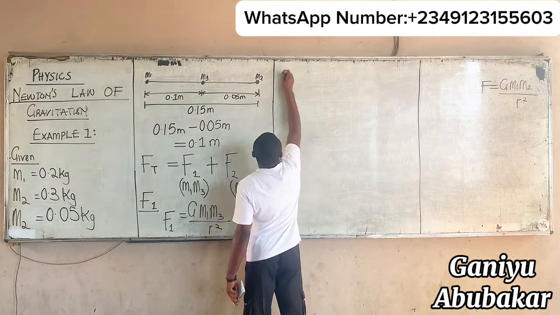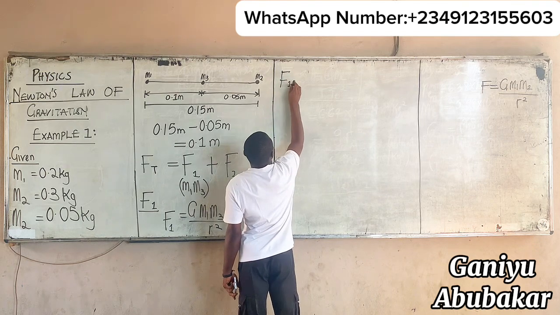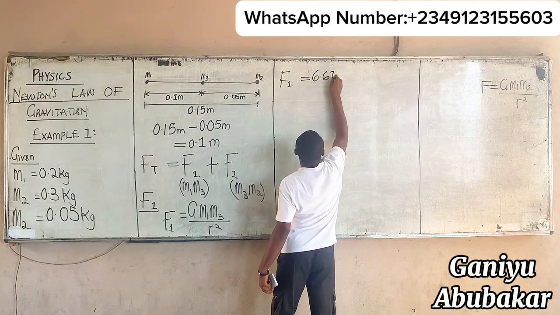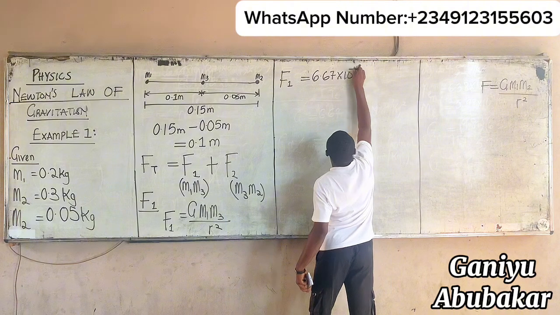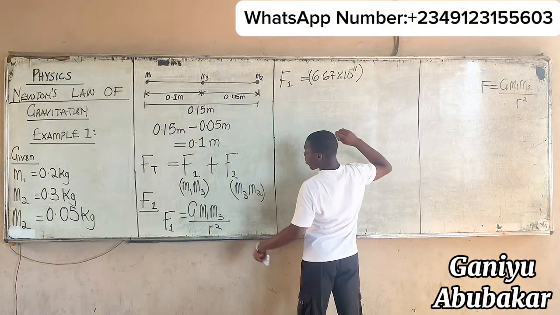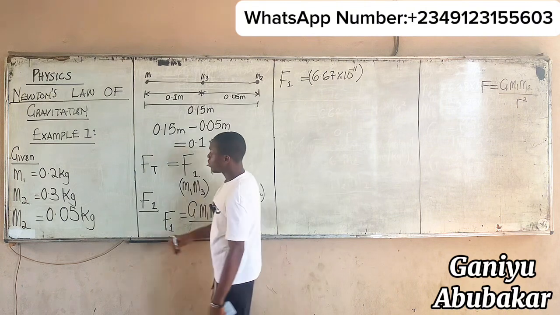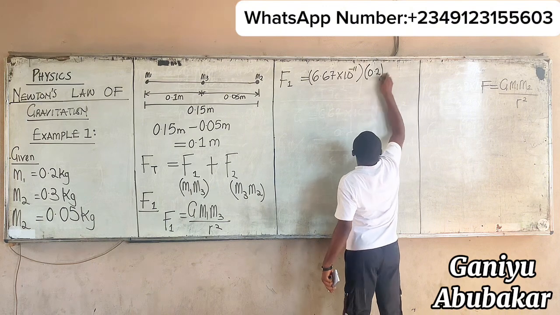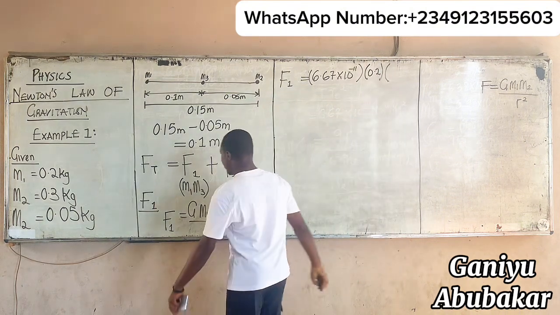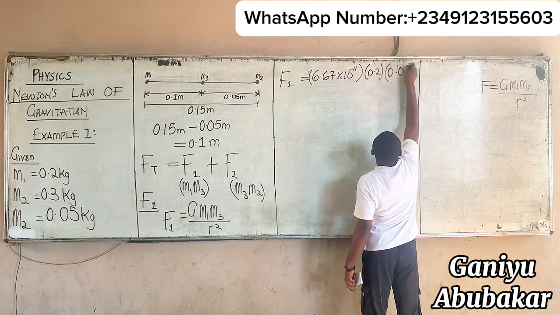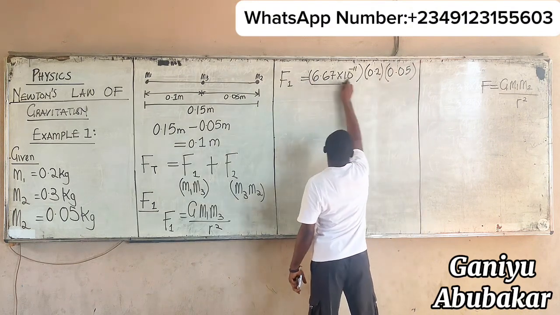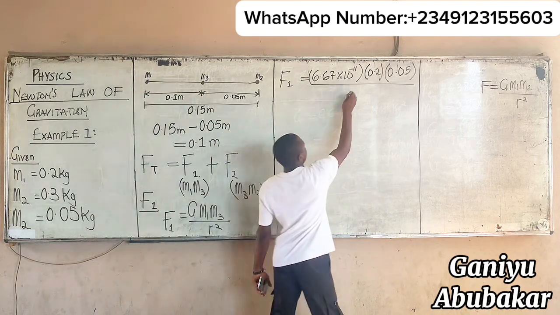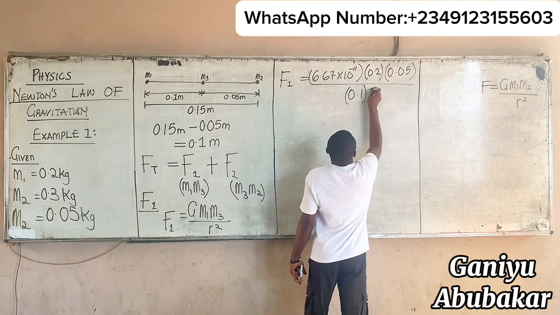So from here I'll have that the force at my first section is equal to G, which is of course a constant, 6.67 times 10 to the power minus 11. That's my G. Next up, m1 is 0.2, into 0.2. Next up, what's m3? Of course 0.05, all over r squared. The distance between m1 and m3 is 0.1, all squared.